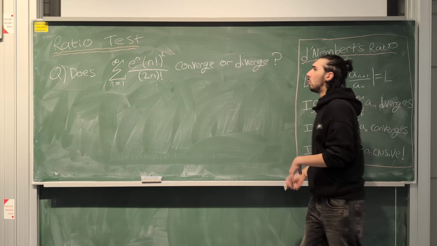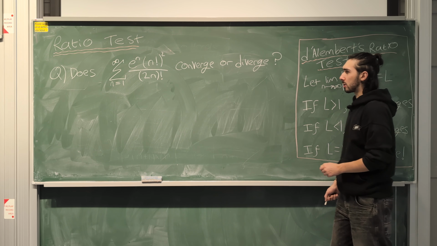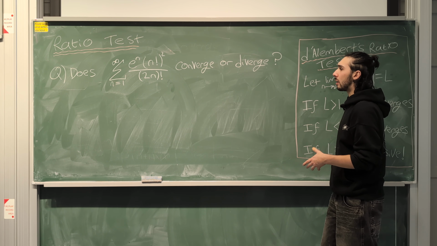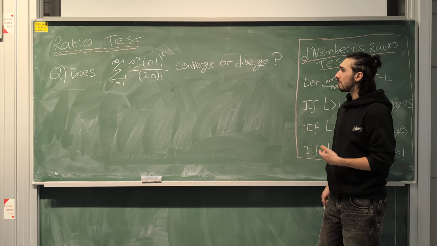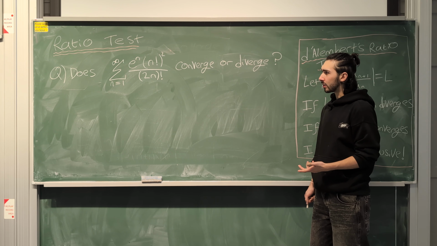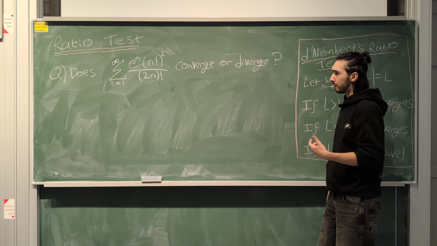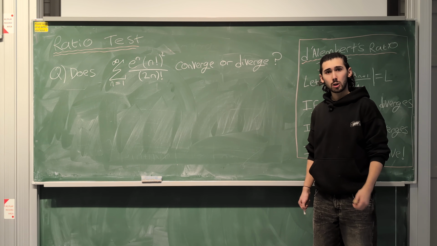But right now, we're looking at this absolute behemoth, okay? So we want to know whether the sum from n equals 1 to infinity of e to the n times n factorial squared divided by 2n factorial converges or diverges.